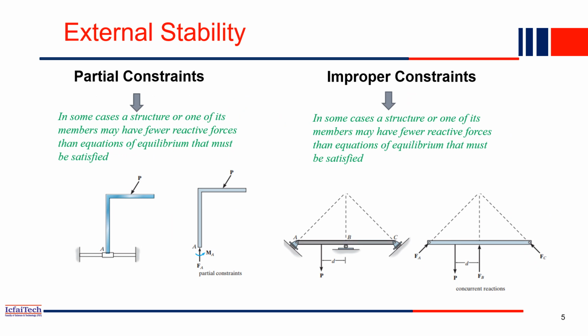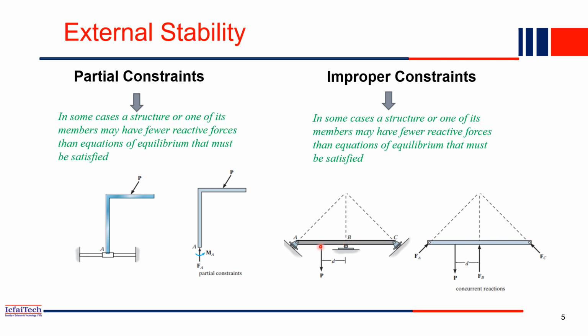So now external stability. Earlier we discussed internal stability. Internal stability means if you remove all the external supports, your structure should be stable. Now, what about external stability? In some cases, a structure or one of its members may have fewer reactive forces than the equations of equilibrium that must be satisfied. For example, you have three equations of equilibrium, but if you have only two unknown reactions, then we call it an externally unstable structure, or partial constraint.